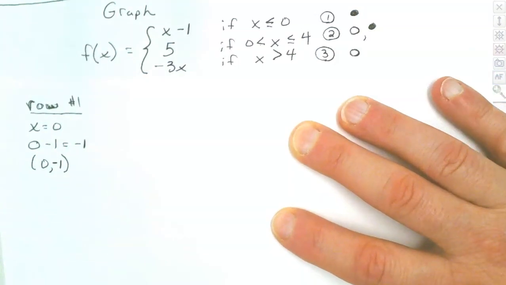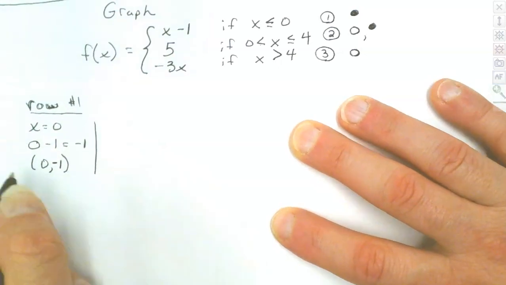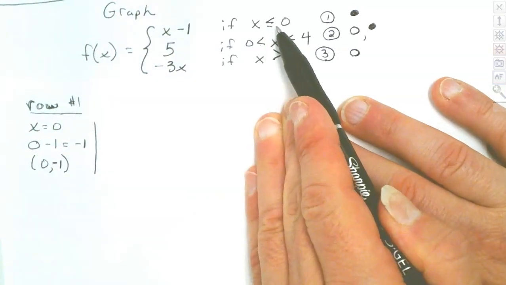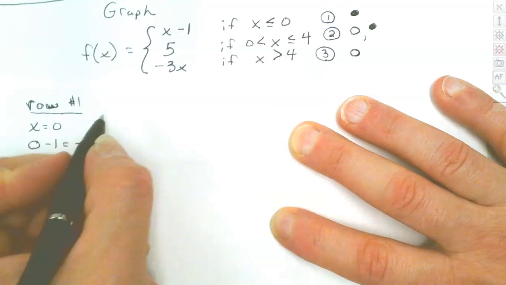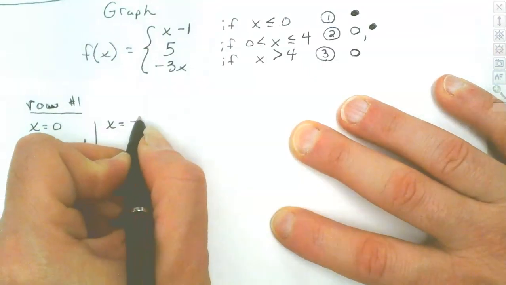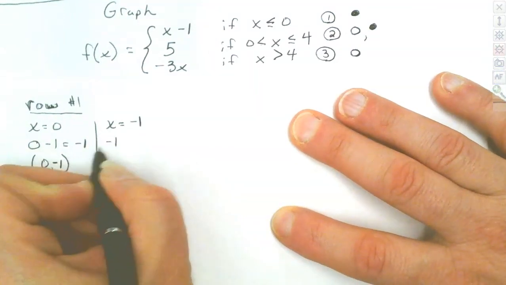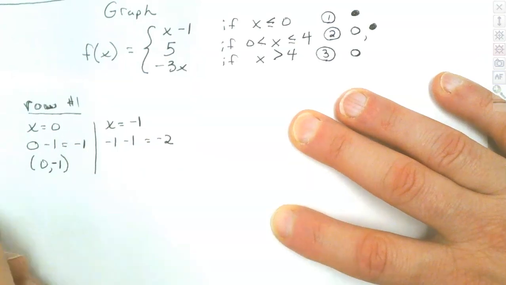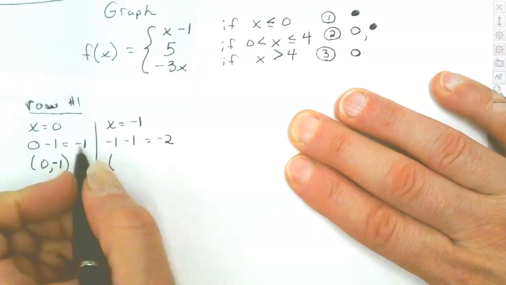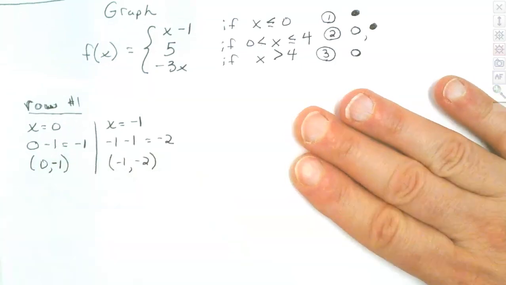We need another point. You have to have 2 for each row. And if we want values that are less than or equal to 0, we already used the 0. So we need the next smaller number from 0. So we'll use a negative 1. If I plug in that negative 1, then I get minus 1, which makes it minus 2. So I now got minus 1, minus 2.